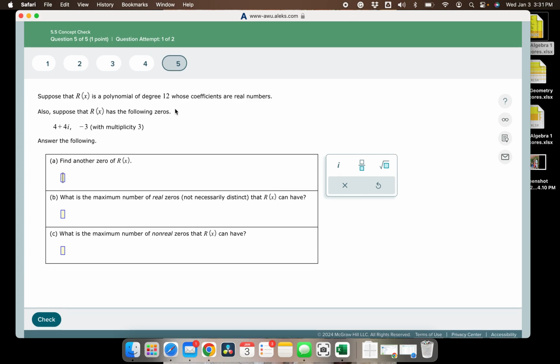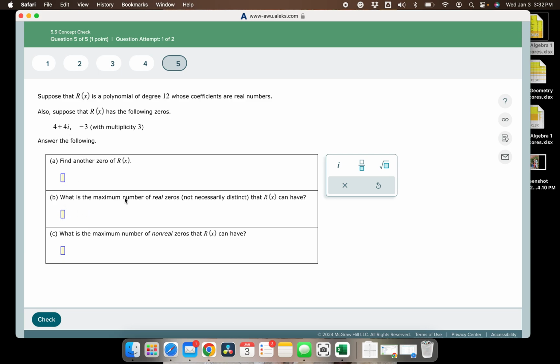Question number 5 is kind of interesting. I've got a polynomial with a degree of 12, and what I know with a degree of 12 is that it'll have 12 solutions. Since it has this imaginary solution, I know its conjugate will also be a solution, so 4 minus 4i would be another imaginary solution. And since this -3 has a multiplicity of 3, that means that it takes up 3 zeros' worth. So another zero would be the conjugate. I could put 4 minus 4i.